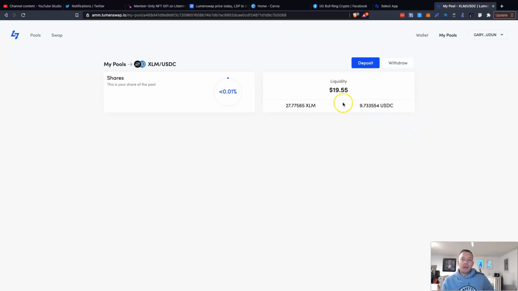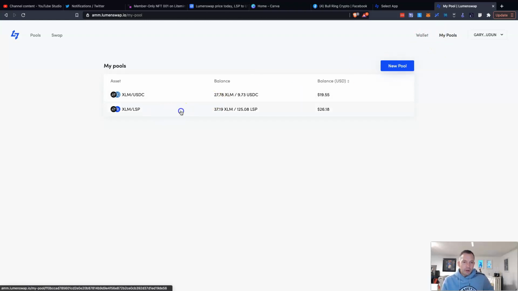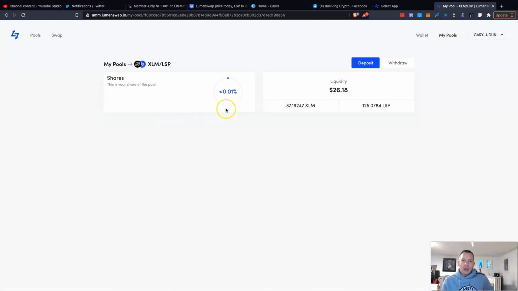So whereas this pool here is XLM and USDC, we would need to have 1,000. Let's change the pool actually, and then we'll do the actual proper one. So let's do this pool. But with this one again, less than 0.1%, but we would need to have here 1,000 plus LSP on this side and 1,000 plus LSP value of XLM.